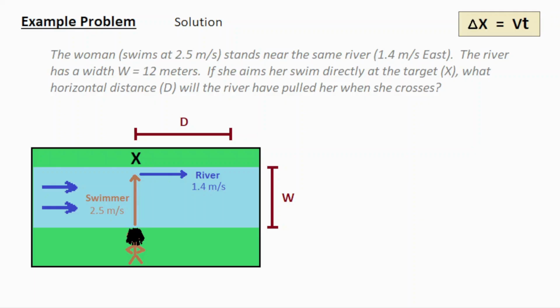To get started with the solution, let's first visualize the vector addition. She is aiming her paddling north. The river is pulling to the east. I'll start that at the end of the paddling vector. And you can see why she's going to wind up to the right of the target.